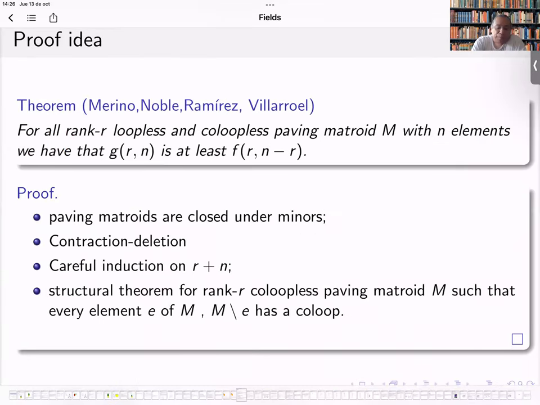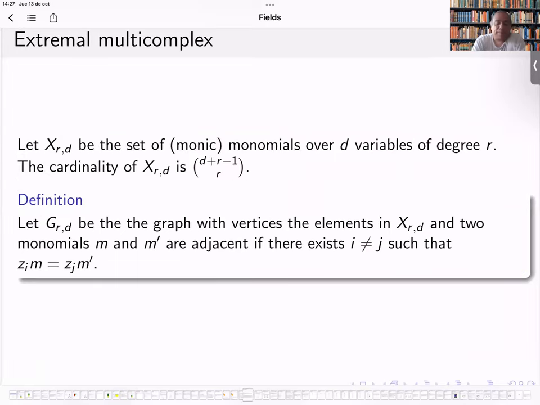And so the proof works for loopless, co-loopless paving matroids. So we show exactly that G R N is at least F R N minus R. Of course, we use that paving matroids are closed under minors. So our proof uses contraction-deletion and a careful induction on R plus N. But that's not enough. We also need an extra ingredient from previous work with Laura and our team: the structural theorem for rank R co-loopless paving matroids such that every time you delete an element, you get a co-loop. Then there are not that many paving matroids with this property, so you can prove it for those and continue with the induction. That is the proof for paving matroids.